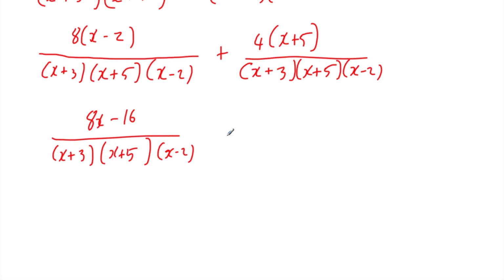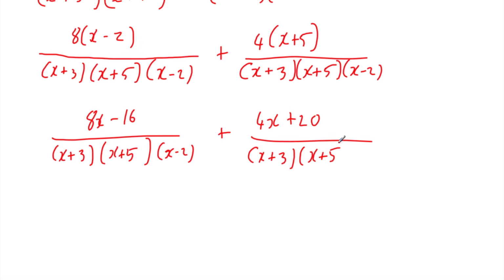Now let's expand this bracket. So 4 times x would be 4x, and then 4 times 5 would be plus 20. And then we've got the same denominator again of x plus 3, x plus 5, and then x minus 2. And that's it. Okay, so we've then expanded the brackets on the numerators.